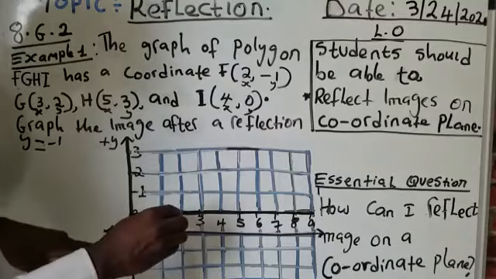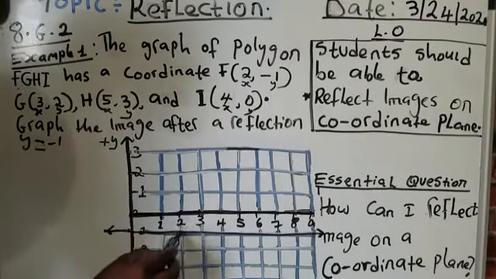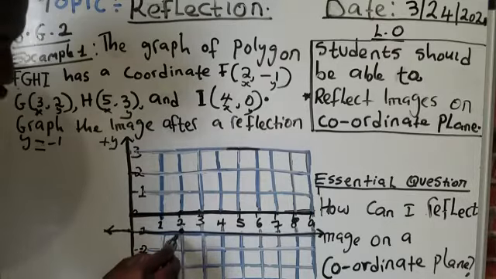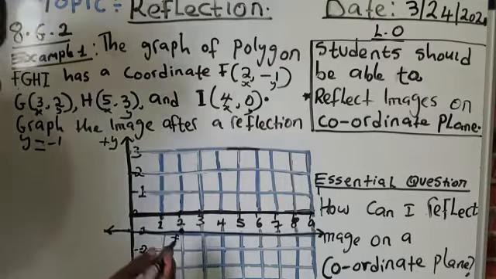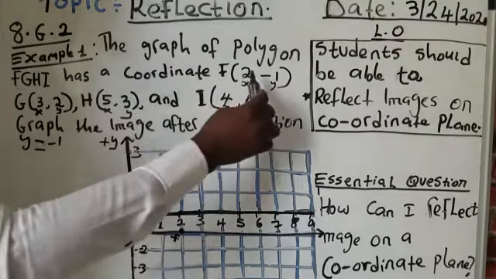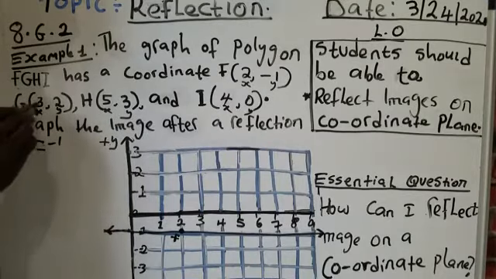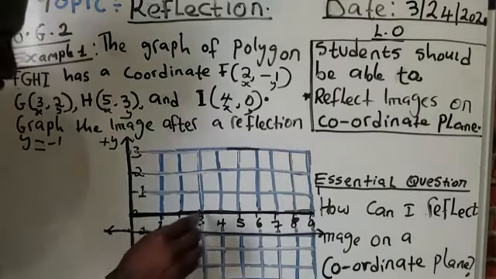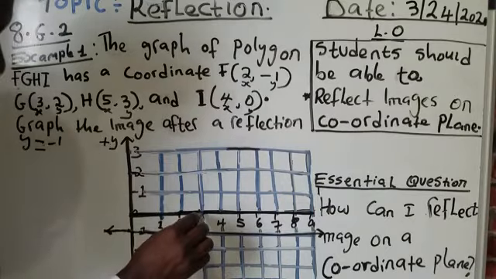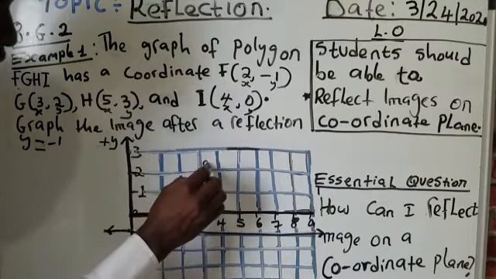So y = -1 is here. You have to trace both of them so they can align and meet at this point. So it is going to be what? F. Okay. Now let's plot the point for G. When x is 3, y is 2. You're going to count 2. Positive is up, 1, 2. So this is going to be G.